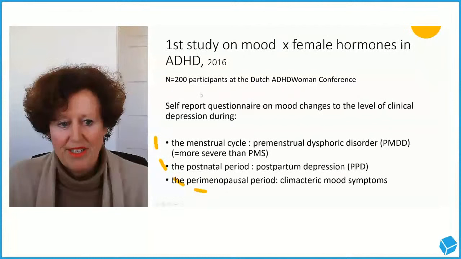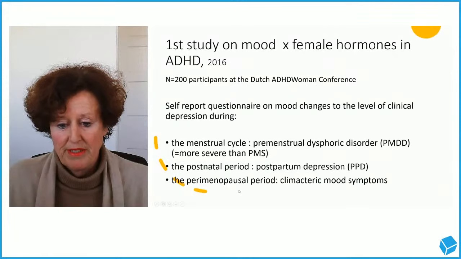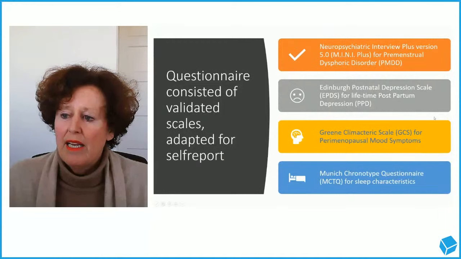on mood changes to the level of clinical depression in the three phases of women's lives that the hormonal changes are most prominent. This is the menstrual cycle, the postnatal period, and the perimenopausal period. We used validated scales, put them together, and made them ready for self-report.